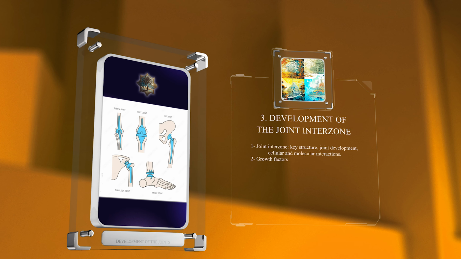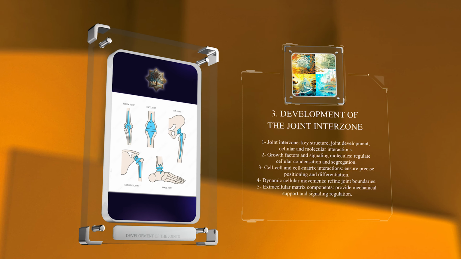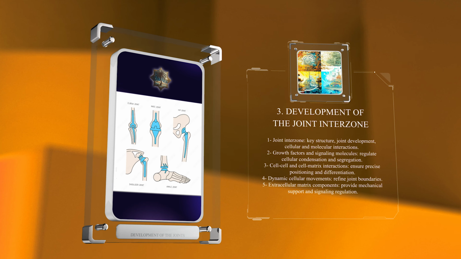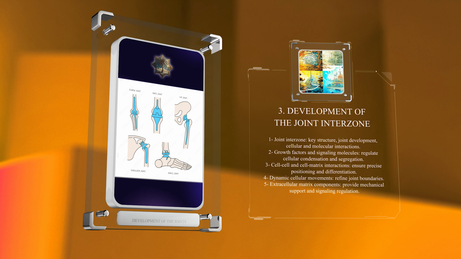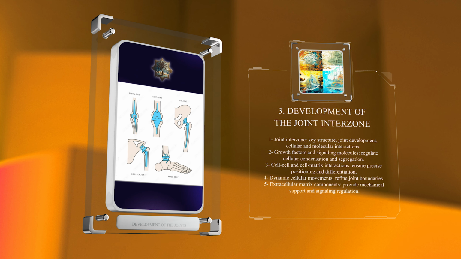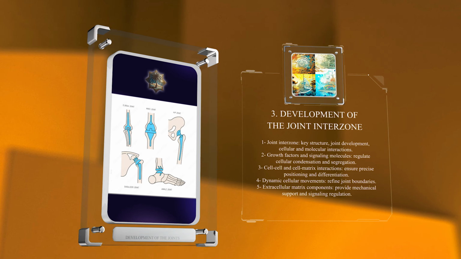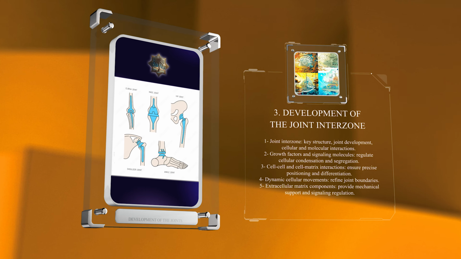The joint inner zone is a key structure in joint development, formed through intricate cellular and molecular interactions. Growth factors and signaling molecules regulate cellular condensation and segregation, while cell-cell and cell matrix interactions ensure precise positioning and differentiation. Dynamic cellular movements refine joint boundaries, and extracellular matrix components provide mechanical support and signaling regulation.